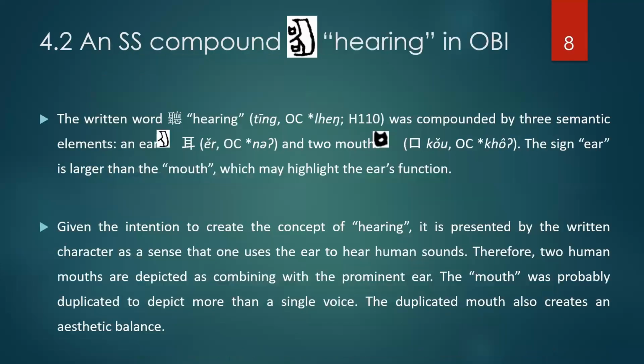The written word hearing was compounded by three semantic elements: an ear and two mouths. The sign ear is larger than the mouth, which may highlight the ear's function. Given the intention to create the concept of hearing, it is presented by the writing character as a sense that one uses the ear to hear human sounds. Therefore, two human mouths are depicted as combining with the prominent ear. The mouth was probably duplicated to depict more than a single voice. The duplicated mouth also creates an aesthetic balance.